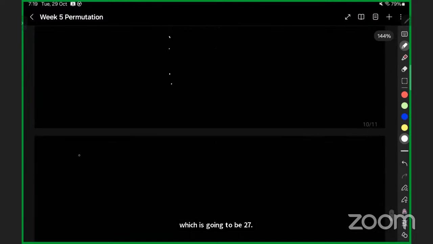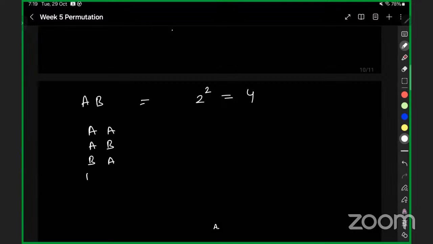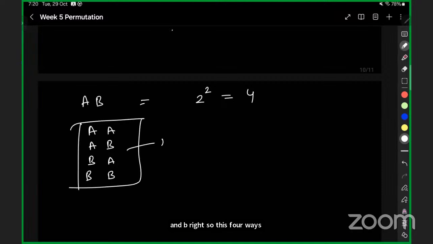Let's say you have just A and B. Then you get 2 power 2, 4 ways, right? A A, A B, B A, and B B. So these 4 ways you can arrange them. No other arrangement is possible. We are just arranging, we are not choosing here.